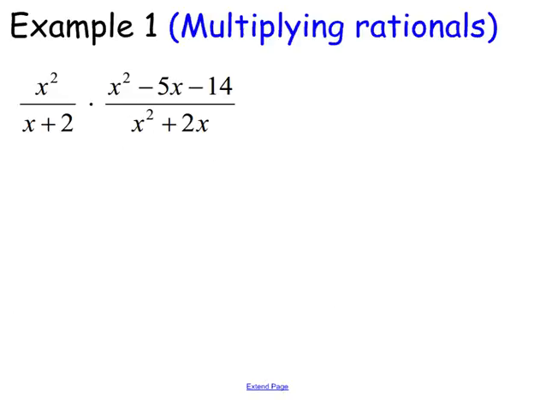All right, so let's get to the point. Multiplying rationals. So we have x squared over x plus 2 multiplied by x squared minus 5x minus 14 over x squared plus 2x.